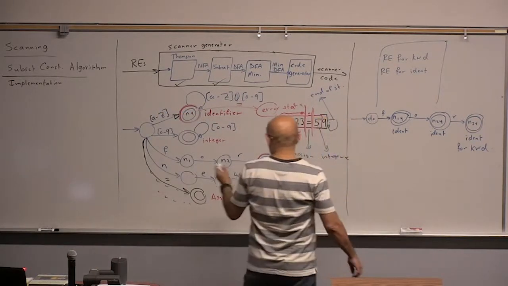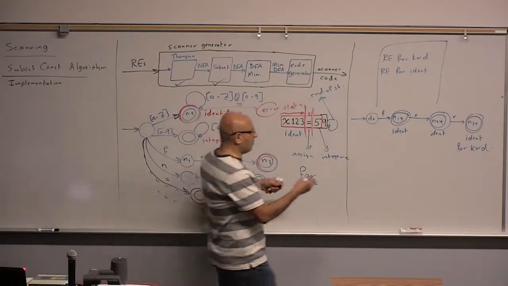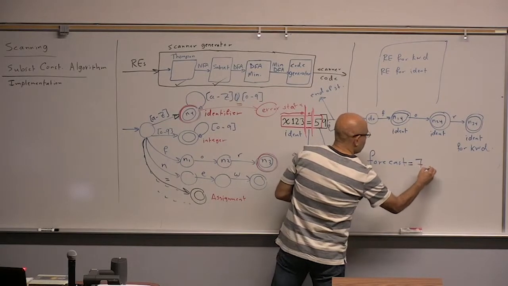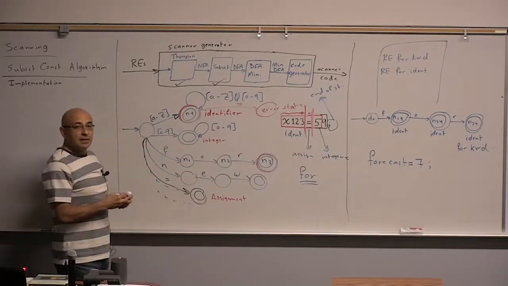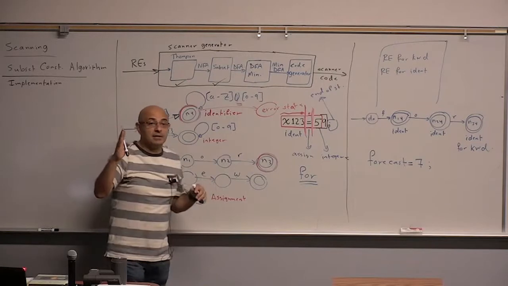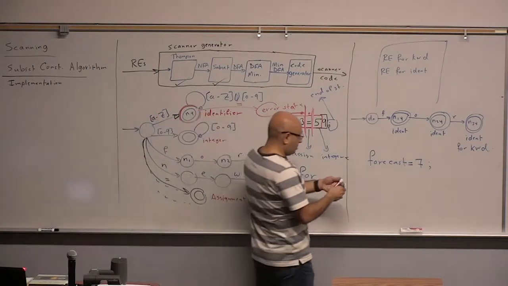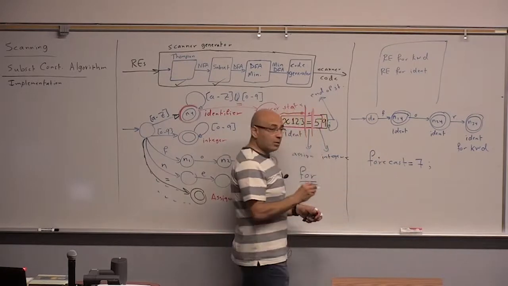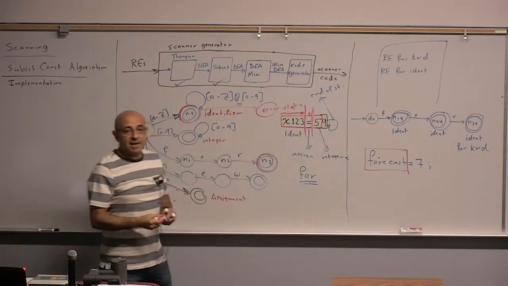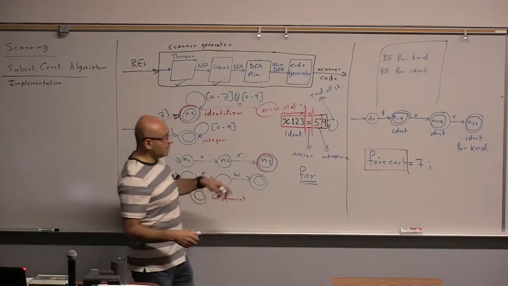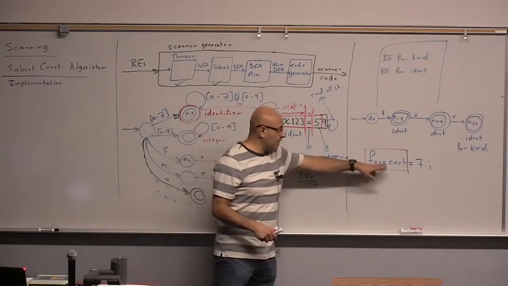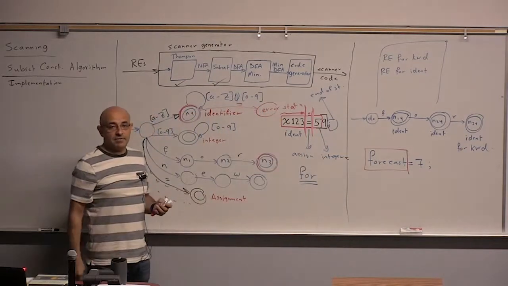But if you have a string like "forecast = 7", in this case you will not have multiple matches because you will go for the longest match. When you go for the longest match, you don't stop here. You keep going until you get to this. So this is the longest match, and there is only one matching regular expression, and this will get taken as an identifier, a variable name.